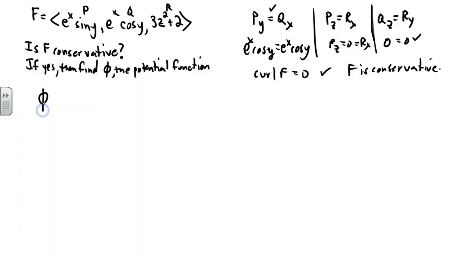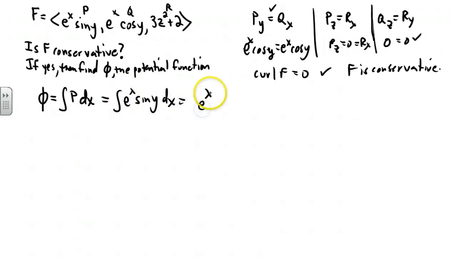The potential function should be the integral of any of the three different component parts with respect to that variable. If I integrate P with respect to x, then what I get out is e to the x sine y, but we could then add on a constant. Now, that constant function could be a function of y and z, but it can't have any x's in it.